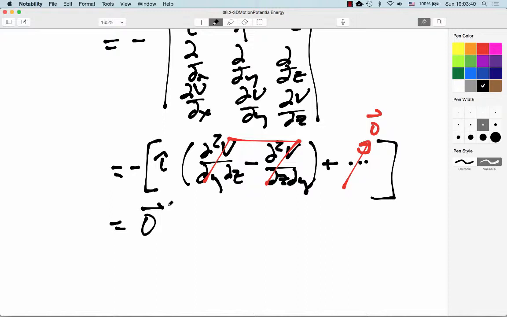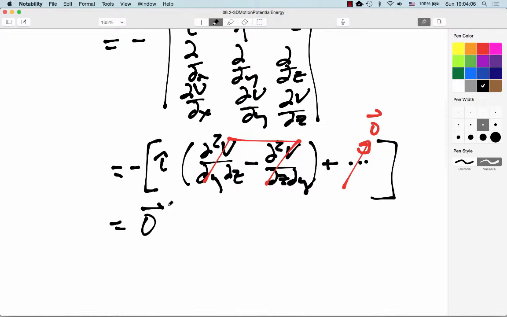So any force that can be written as minus grad V is conservative, and vice versa. And it turns out, I'll just assert that they prove in vector calc that there are no other such conservative forces.